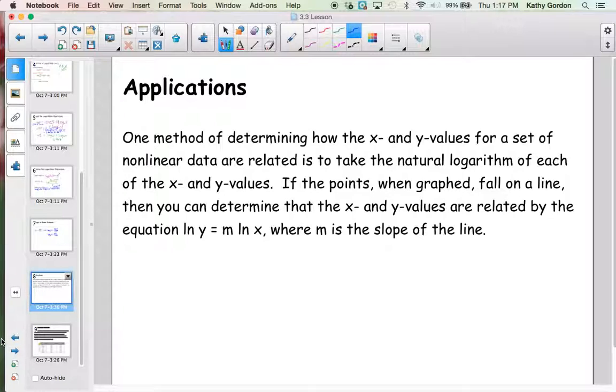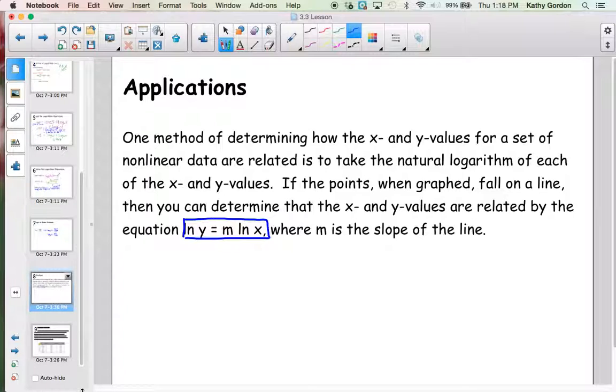This paragraph says that one method for determining how x and y values for a set of nonlinear data are related is to take the natural logarithm of each of the x and y values. If the points, when graphed after you take the natural log, fall on a line, then you can determine that the x and y values are related by the equation natural log y equals m times natural log x, where m is the slope of the line that your points fell on.